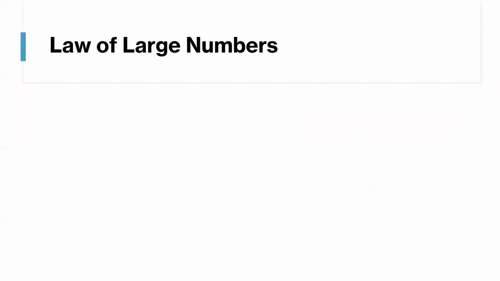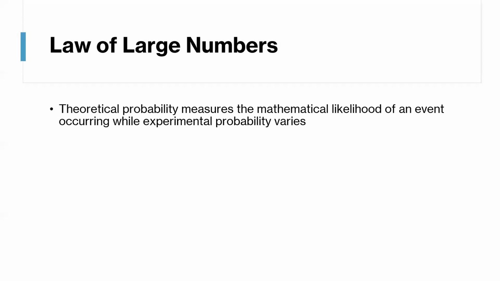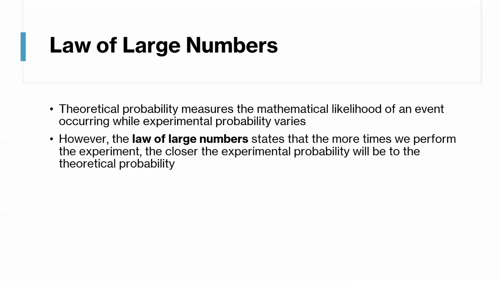Okay, so we're near the end of the lesson here. I just want to go through a couple more things. The law of large numbers. The biggest thing, as I've already mentioned, is that experimental probability and theoretical probability are different. However, if you do it enough times, they actually will be pretty close to each other. And this is what the law of large numbers says. It basically says that the more times you perform an experiment, the closer the experimental probability will be to the theoretical probability.